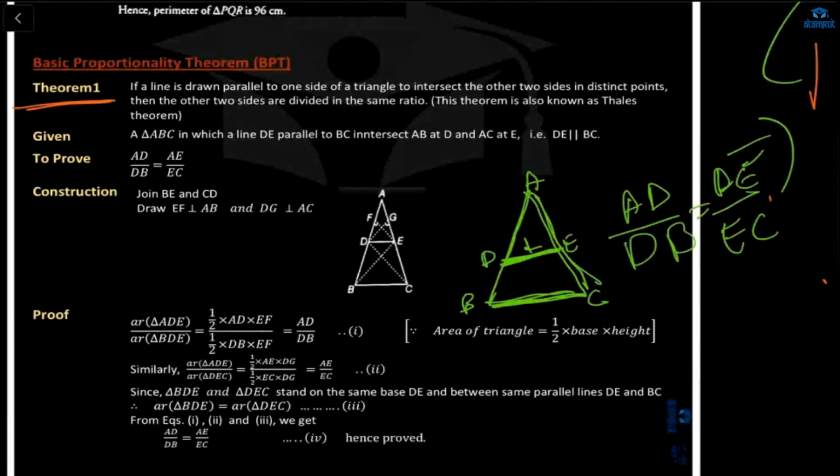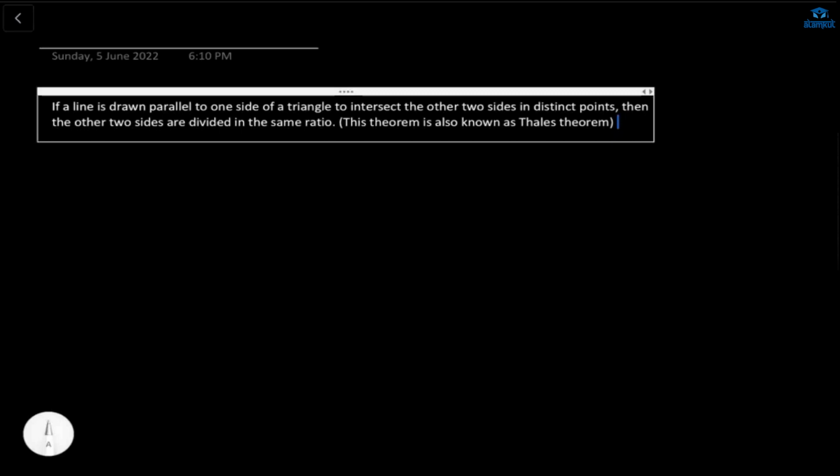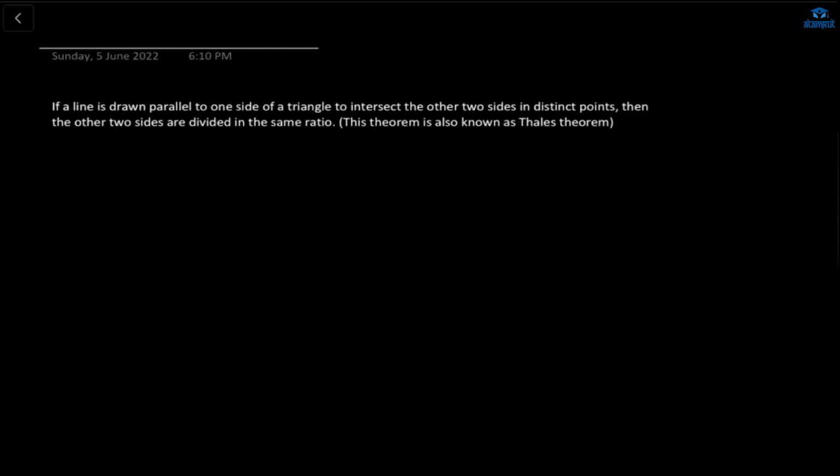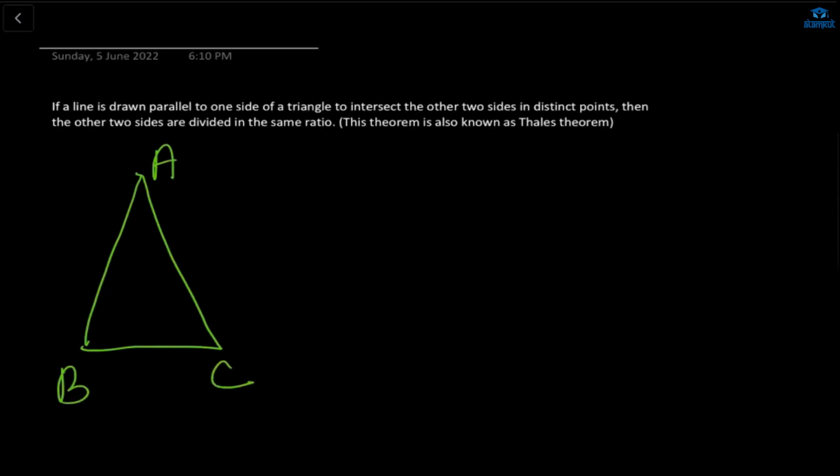If a line is drawn parallel to one side of a triangle, okay? What does this mean? Suppose there is a triangle, this is your triangle ABC. I am drawing a line which is parallel to one side of the triangle, that is DE. This line DE is parallel to one side of the triangle, which is BC.